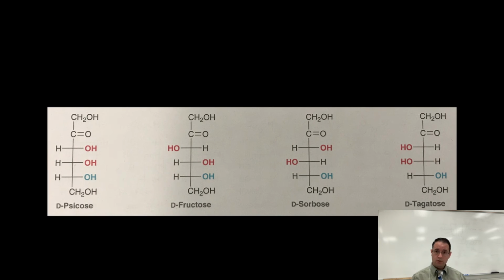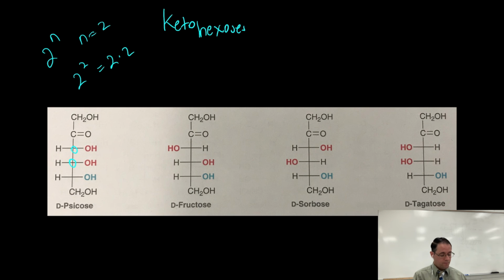Here are the ketohexoses. So there's 6 total carbons. There's a ketone and it's a sugar, so they end in -ose. So these are all ketohexoses, if I can spell that correctly. Okay. And there's a total of 2 stereogenic centers. So 2 to the nth, where n is equal to 2. So 2 squared is 4. So there's 4 molecules here, okay?